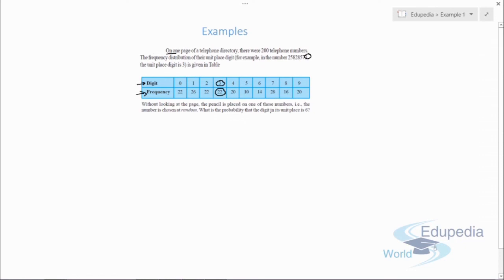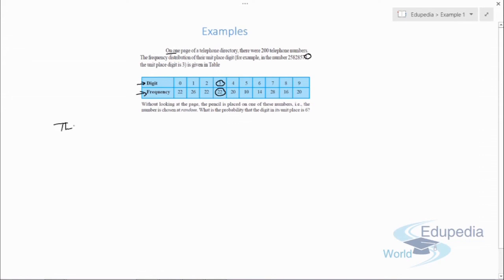So we have to find the probability that the unit digit of the telephone numbers, out of 200 telephone numbers, comes out to be 6. We have to find the probability of the unit digit being 6. Let's see how we can solve this question.